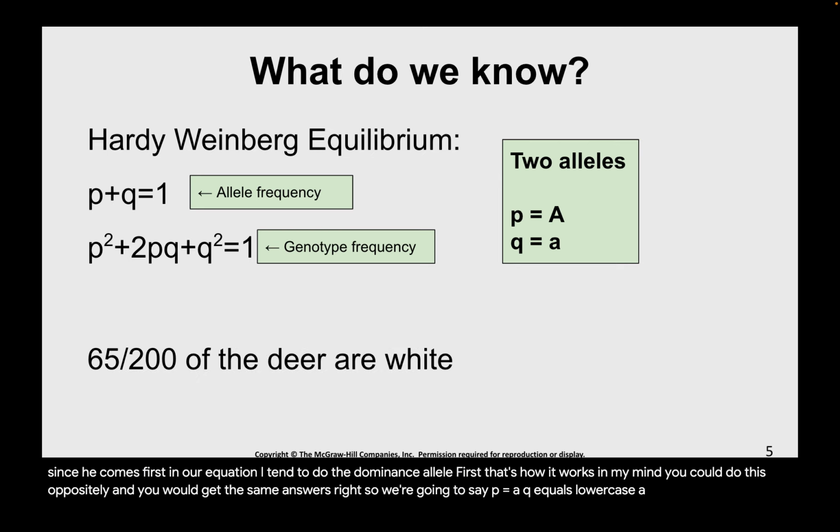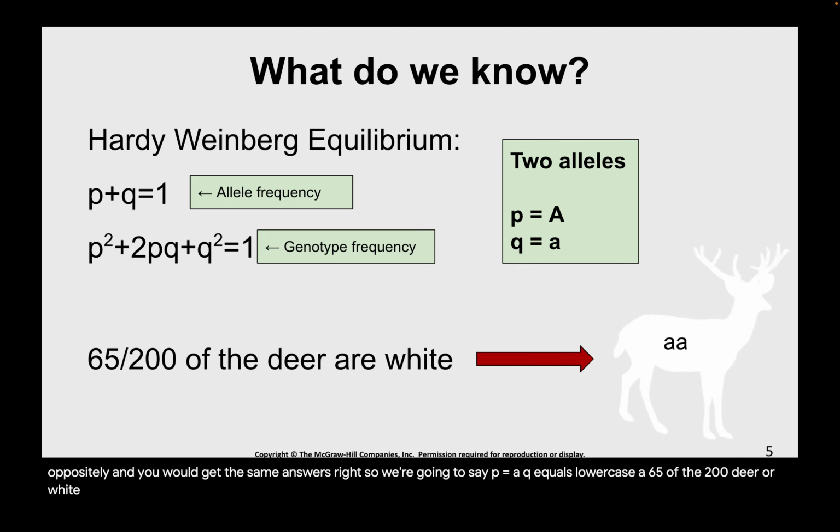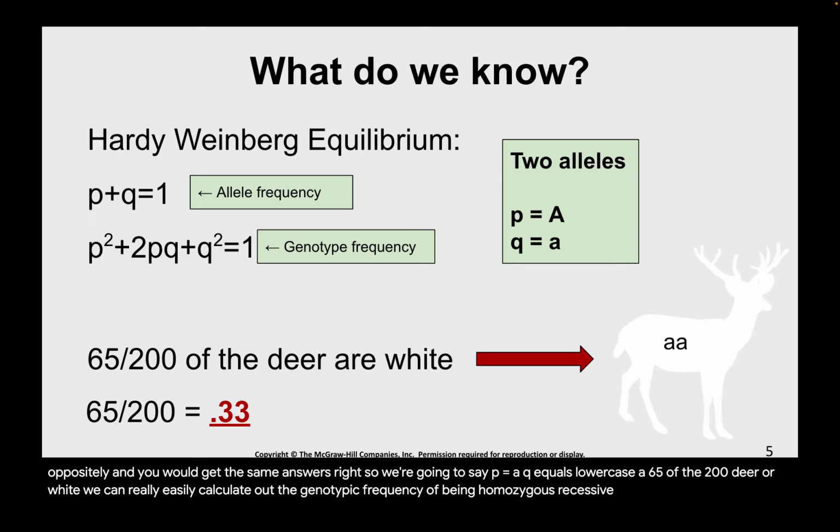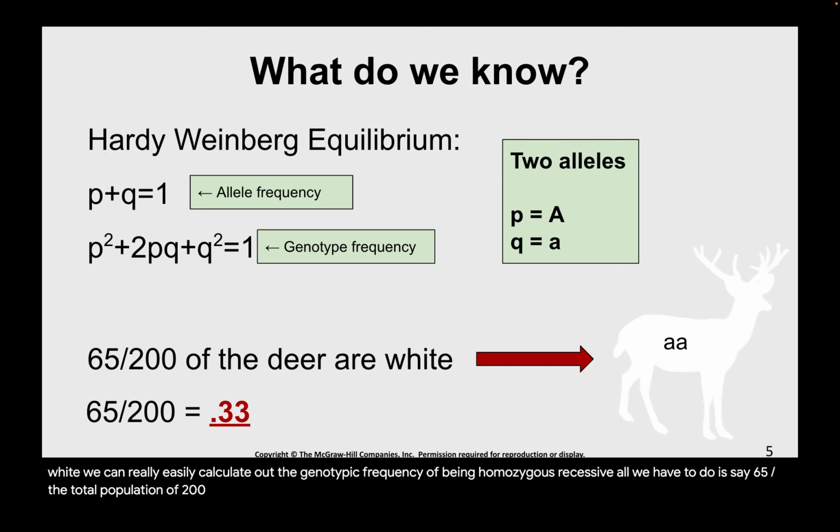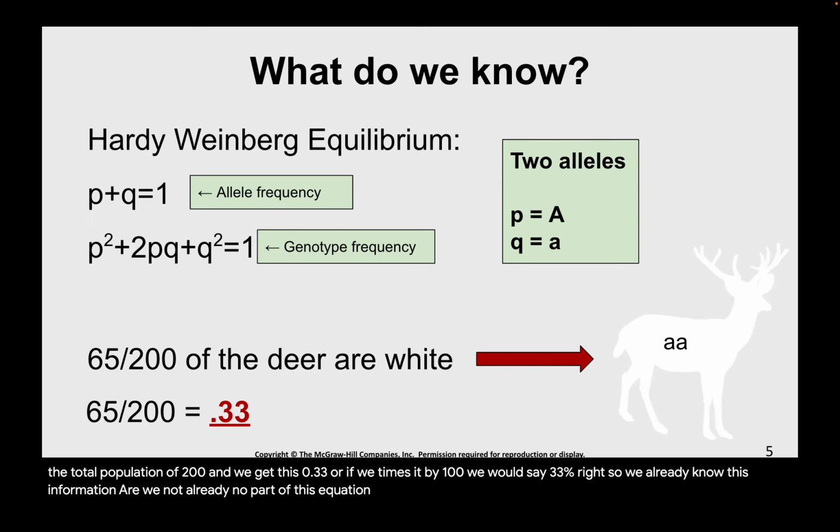And again, we know 65 of the 200 deer are white. Right? We can really easily calculate out the genotypic frequency of being homozygous recessive. All we have to do is say 65 divided by the total population of 200, and we get this 0.33. Or if we times it by 100, we would say 33%. Right? So we already know this information. So 33% of them are homozygous recessive. Right? We already know part of this equation of our Hardy-Weinberg equilibrium.